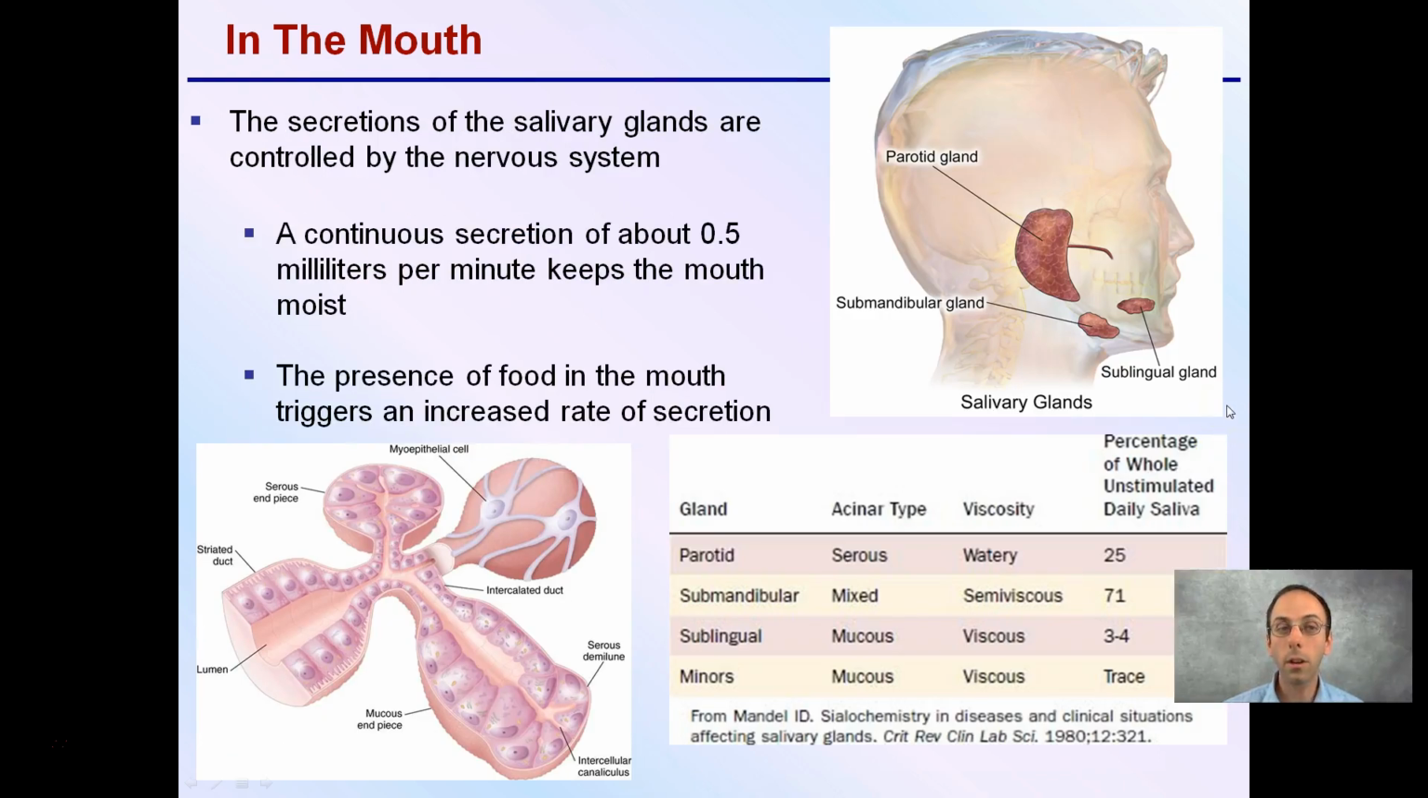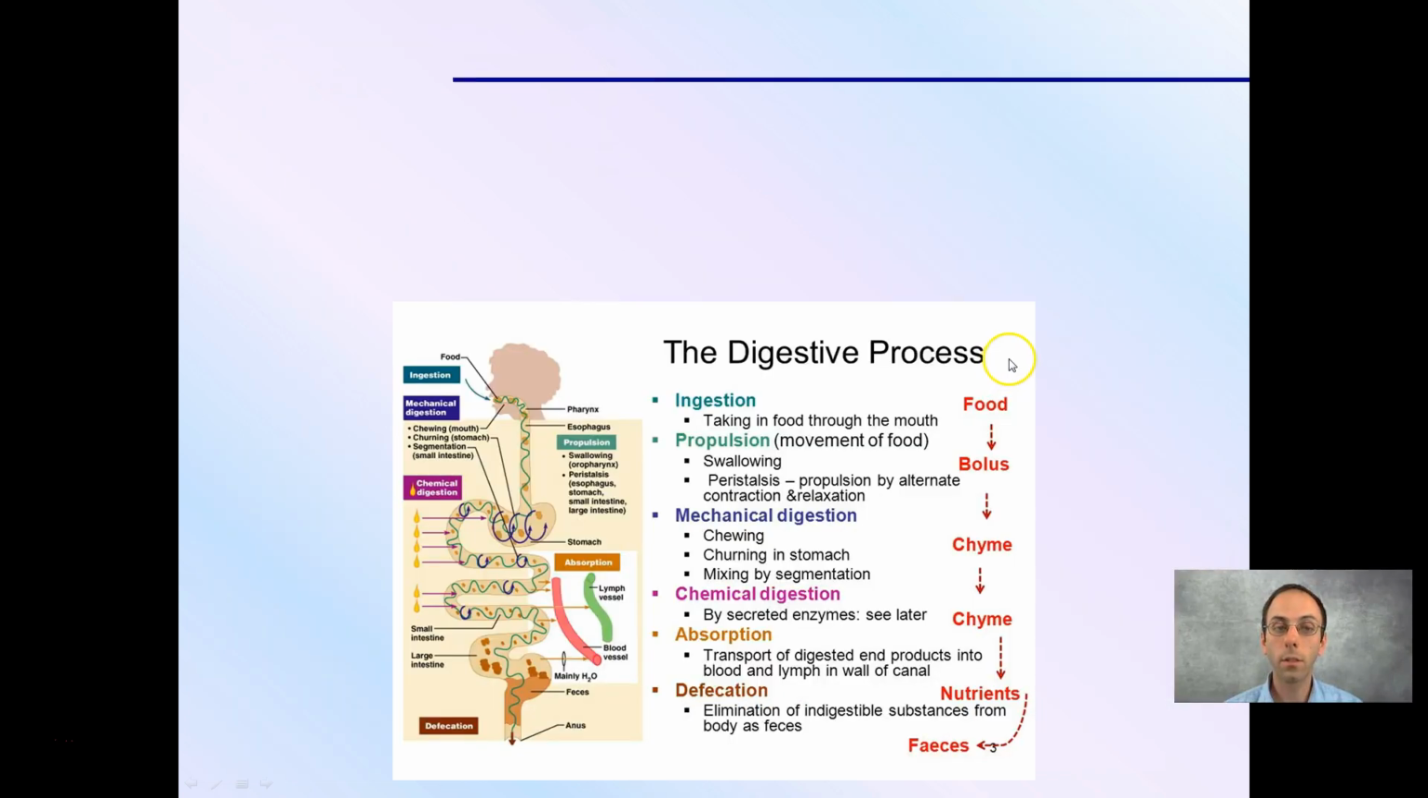In the mouth, our salivary glands are controlled by the nervous system. You can see where they're located right here. Continuous secretion of about 0.5 milliliters per minute keeps the mouth moist, and in the presence of food, this triggers an increase in the secretion rate. The reason we want that increase is to lubricate the food as it starts to enter the digestive system. We also want an increased number of enzymes to start breaking down some of those carbohydrates.